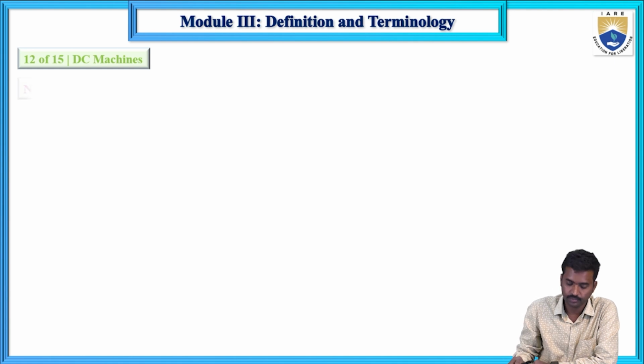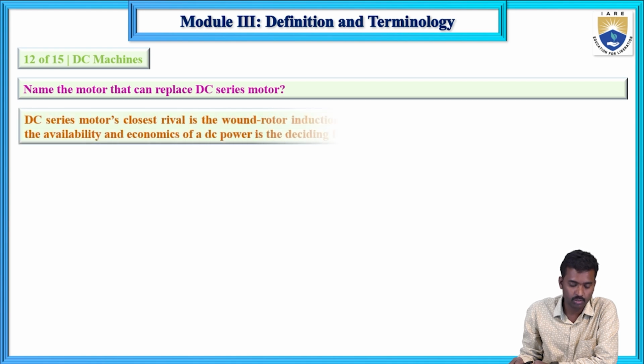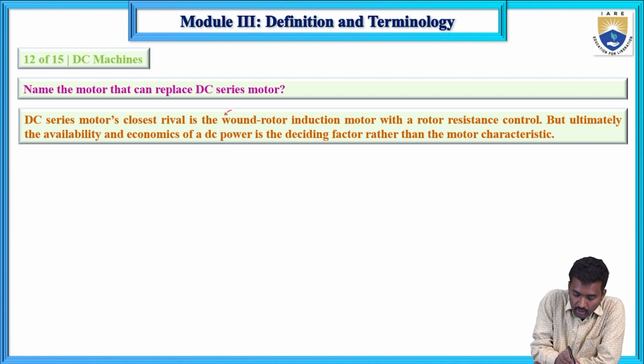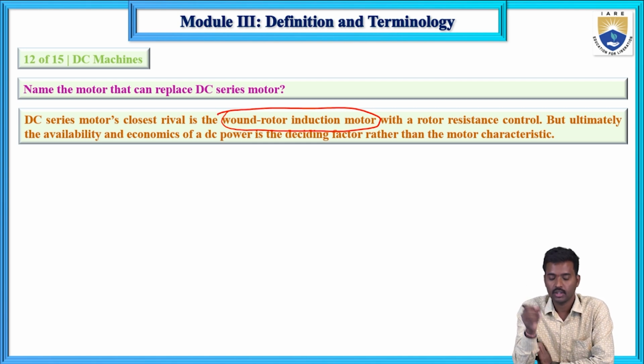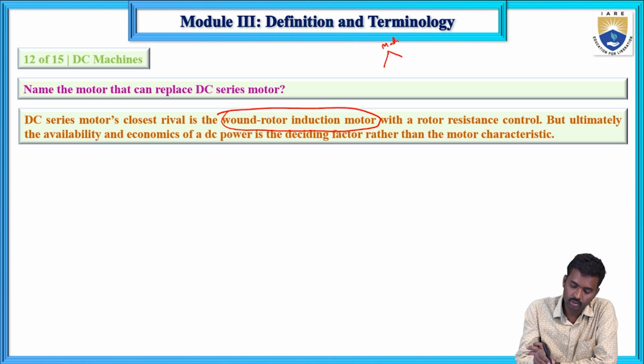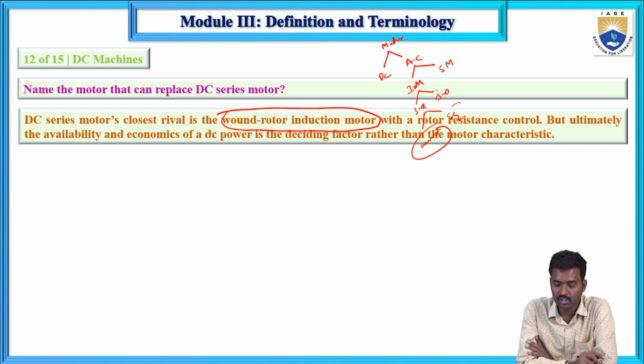Next, name the motor that can replace the DC series motor. The closest is the wound rotor induction motor, which can replace it. Motors are classified into two types, DC motors and AC motors. AC motors are again induction motors and synchronous motors. Induction motors are again three-phase and single-phase, and in these, wound rotor and squirrel cage. This wound rotor can replace the DC series motor.